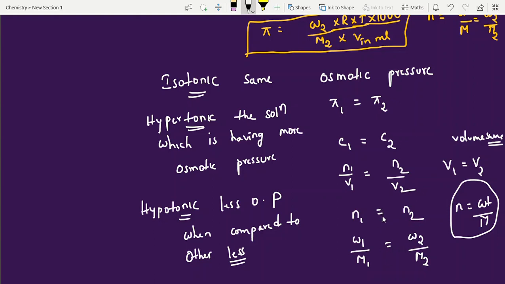Finally, these are the formulas we are using in colligative properties. In addition to that, Van 't Hoff factor numericals are also there. So in the coming videos, I am going to explain all the numericals: relative lowering of vapor pressure, one numerical, next elevation in boiling point, depression in freezing point, osmotic pressure. All numericals I am going to upload, students.